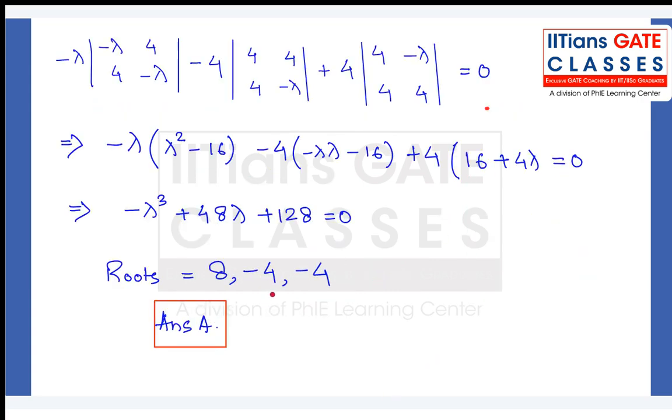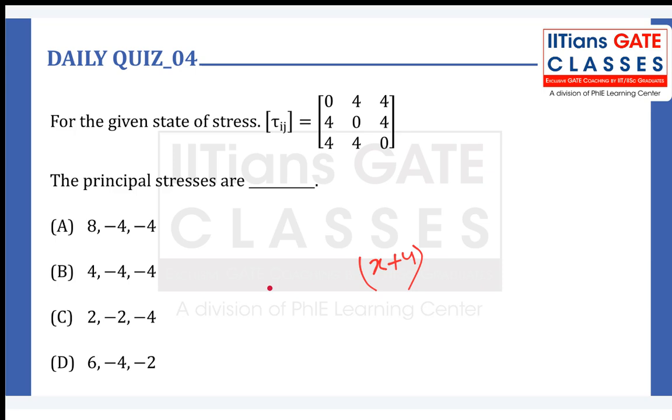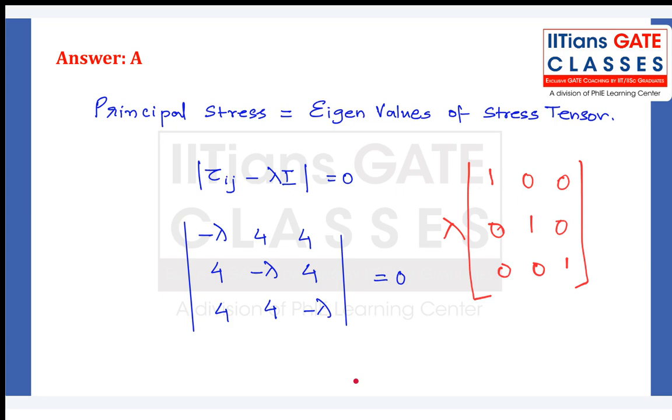Simply substitute it in this equation, do the calculation, and see. You'll find that the first root is 8. Once you find the first root, then by looking at the options, you can say it must be 8 minus 4 minus 4.